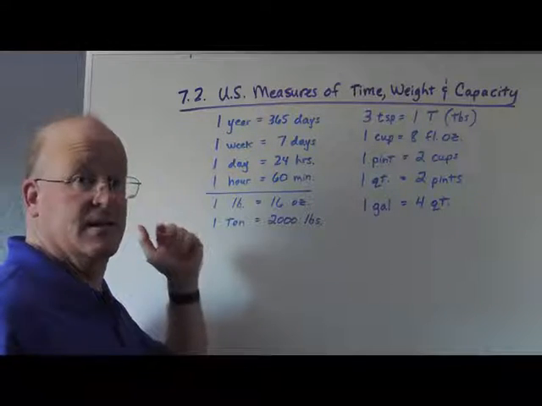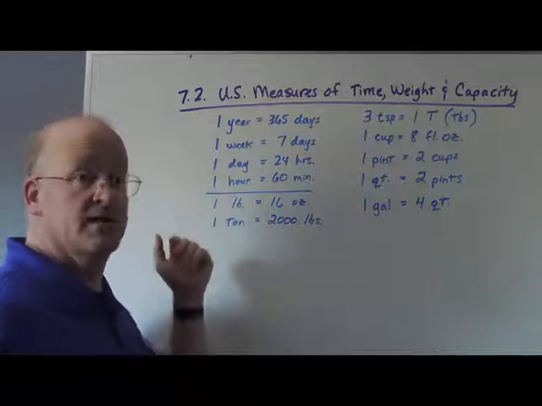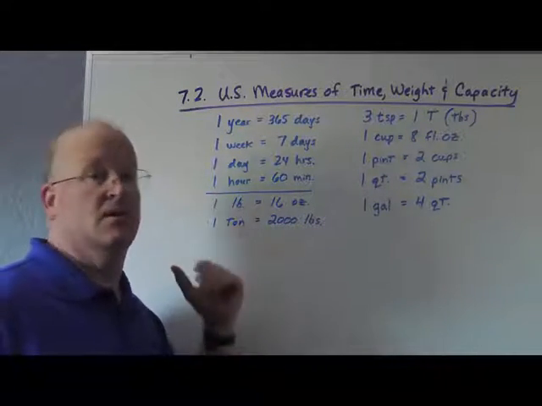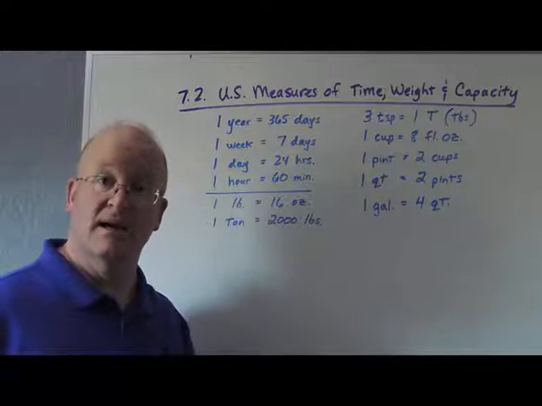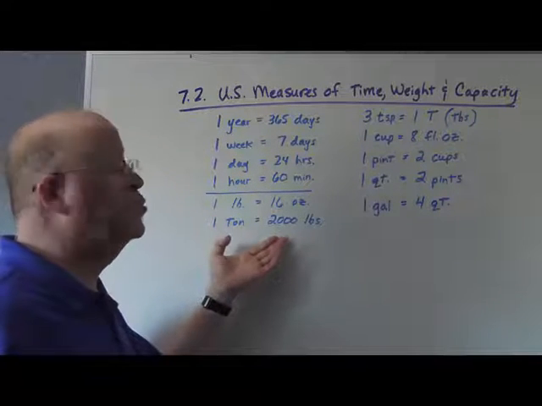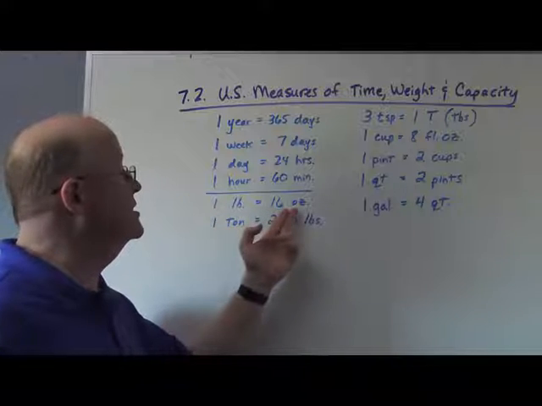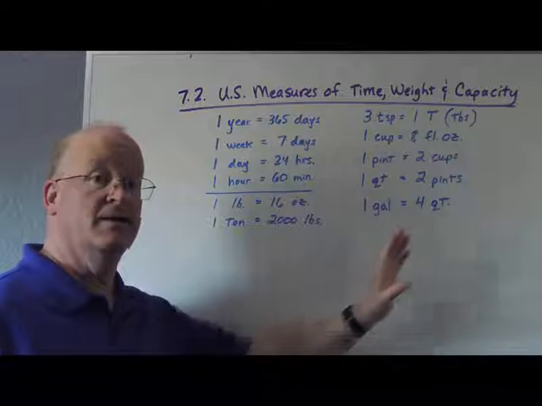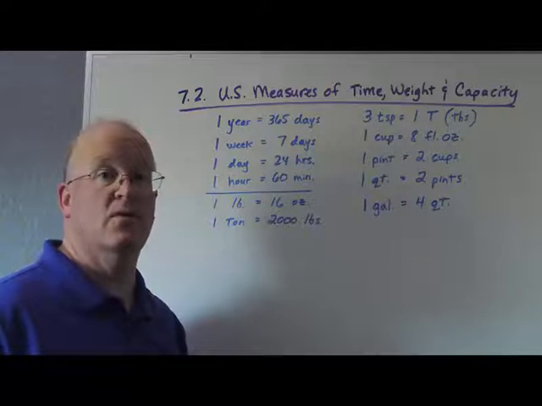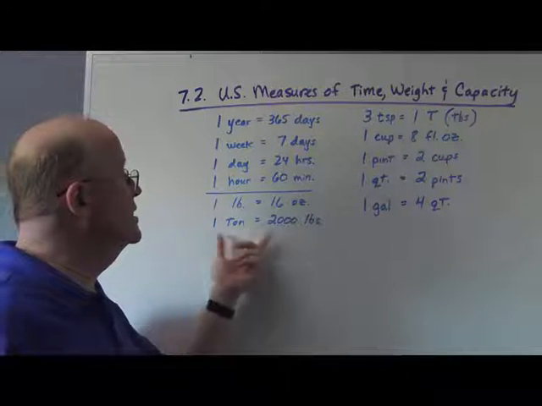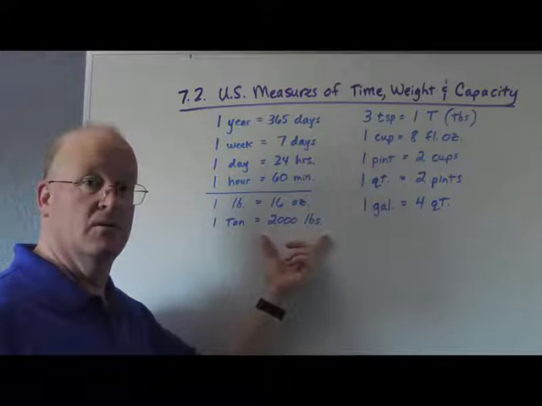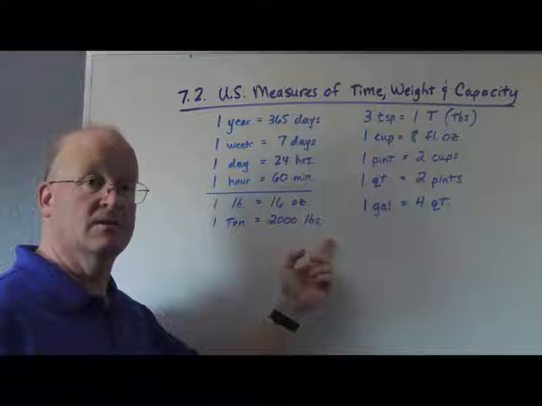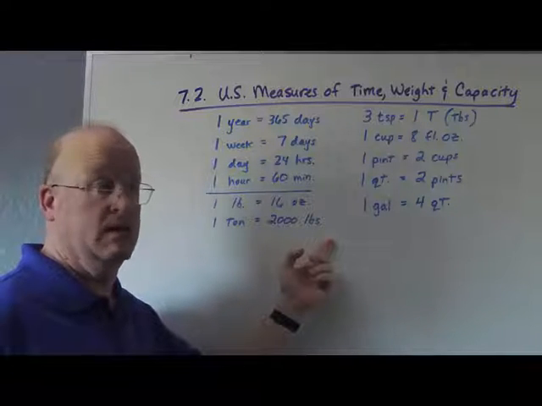Now, a week has 7 days, as you know. 1 day has 24 hours. 1 hour has 60 minutes, and I forgot to list that 1 minute has 60 seconds in it. And when it comes to weight, 1 pound is equal to 16 ounces. Now, those are dry ounces as opposed to the fluid ounces we'll have over at the right here. And 1 ton is equal to 2,000 pounds. Notice how I have abbreviated the word pound or pounds with LB or LBS.